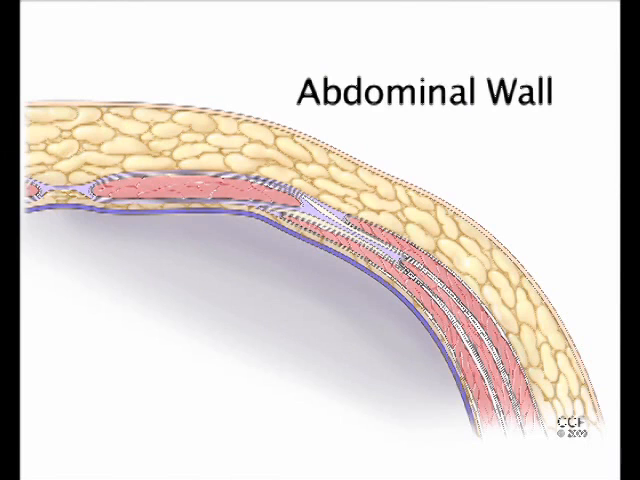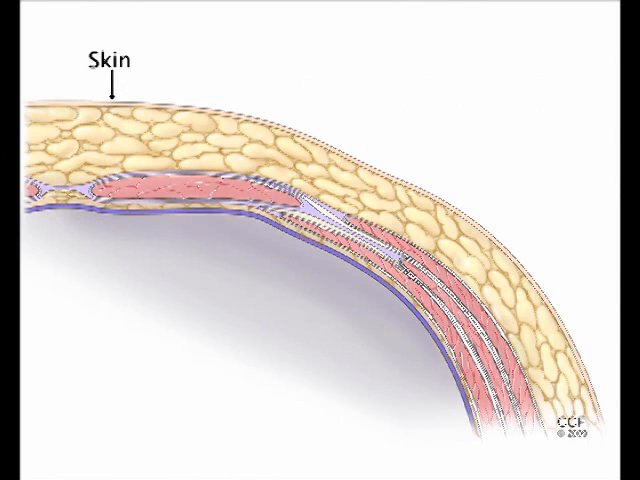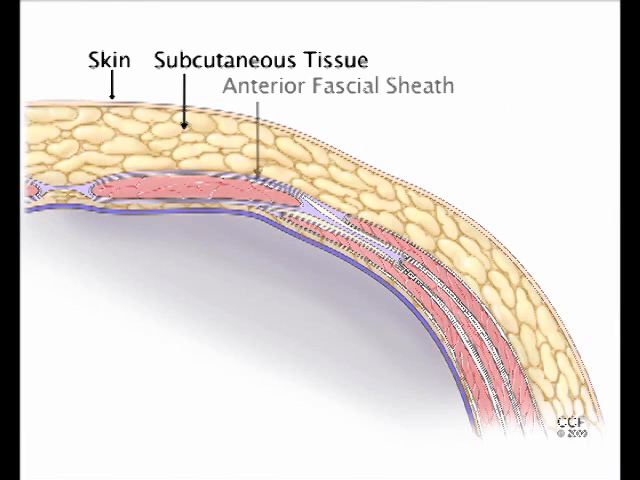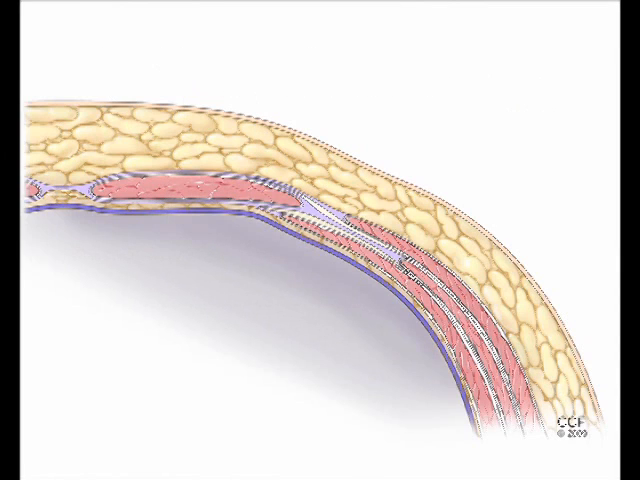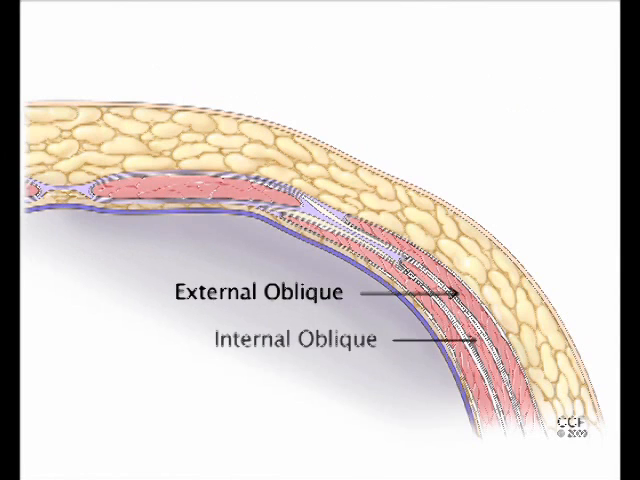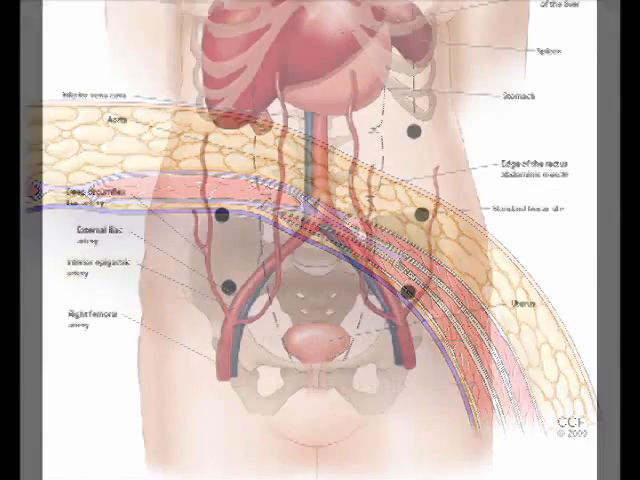The anterior abdominal wall consists of the skin, subcutaneous tissue, the anterior fascial sheath, the rectus muscle, and posterior fascial sheath. Laterally, the rectus muscle layer is replaced by external and internal obliques and the transversalis muscle. Of note, the posterior sheath is only found above the arcuate line.